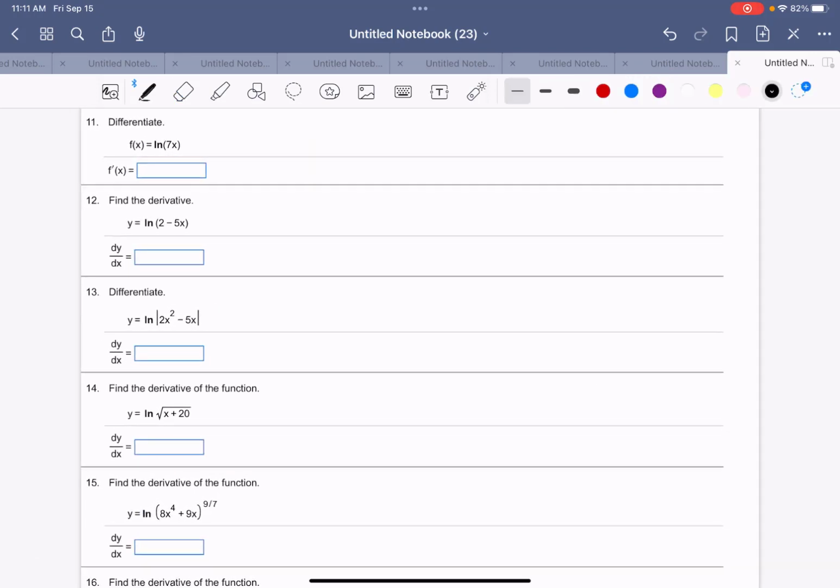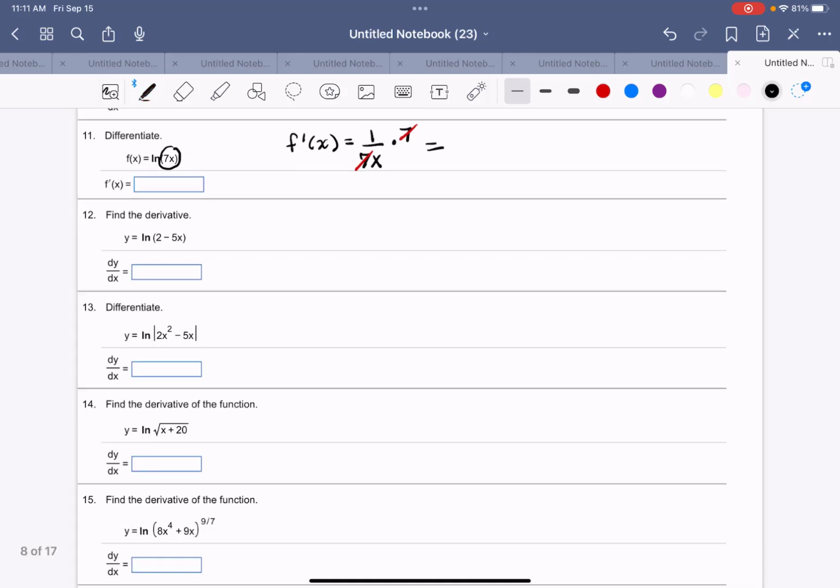Example number 11, differentiate. F of x equals the natural log of 7x. So since this is differentiable, we write f prime of x is 1 over the argument, 7x, times the derivative of that, which is 7, and then these 7's cancel out, and you get 1 over x. So our final answer is 1 over x.